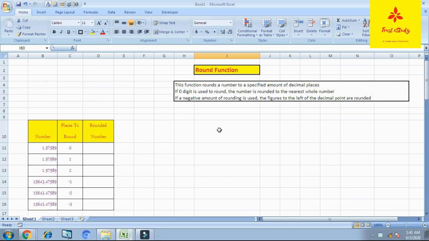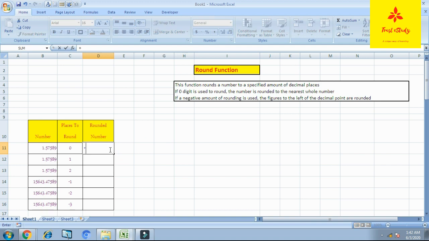This function rounds a number to a specific amount of decimal places. If we use 0 digit to round up, then the number is rounded to the nearest whole number. If we use negative amount of rounding, then the figures to the left of the decimal point are rounded. So let's understand this with the help of this example. Here we have been given different numbers and these are the digits up to how many digits we want to round up. So let's start this.